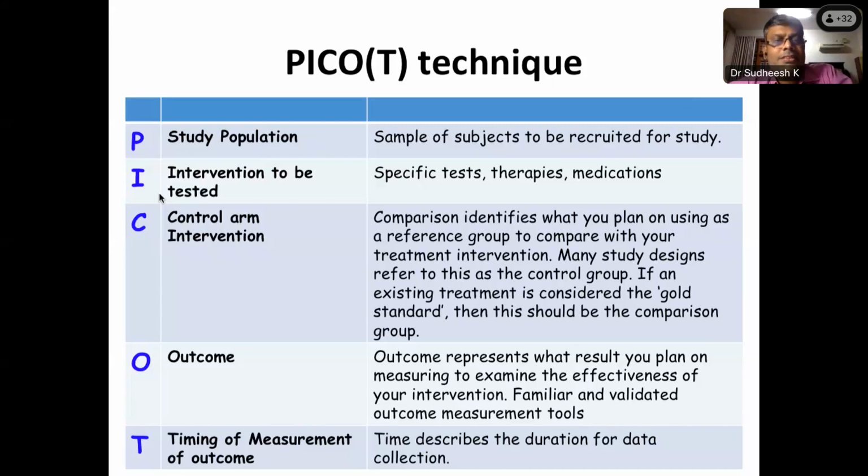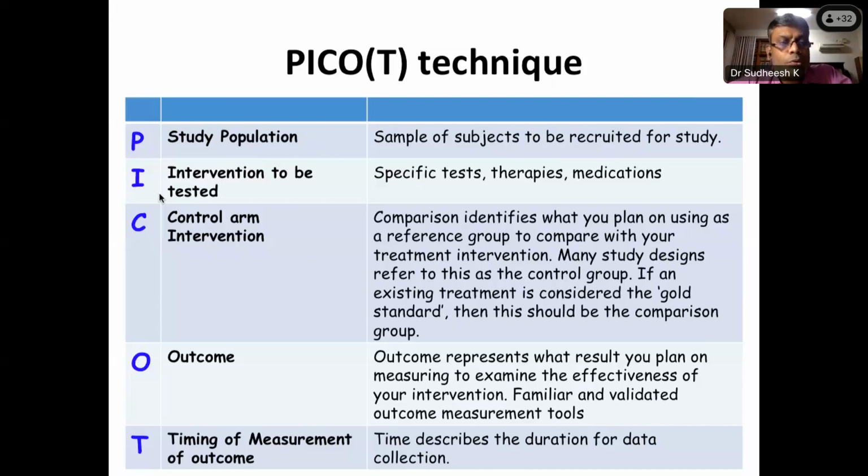That is, number one is the study population, and next is the intervention that is to be done. Okay, and next is the control, the comparator arm against which you are comparing. You should also mention the control arm, and also the intervention to be done.